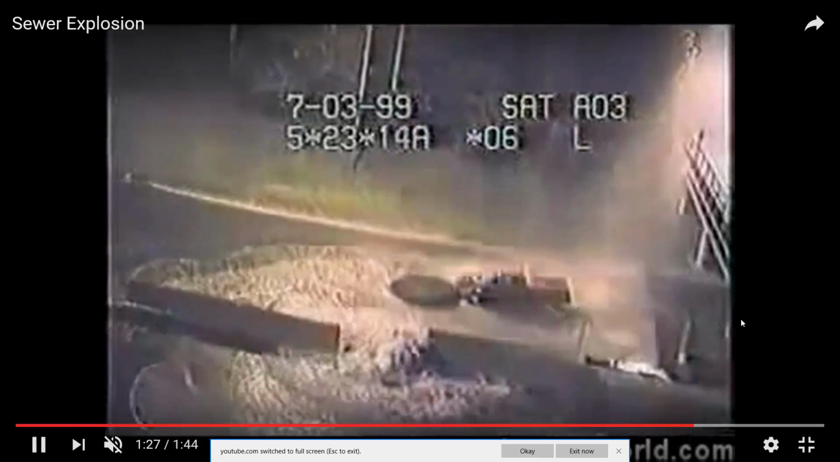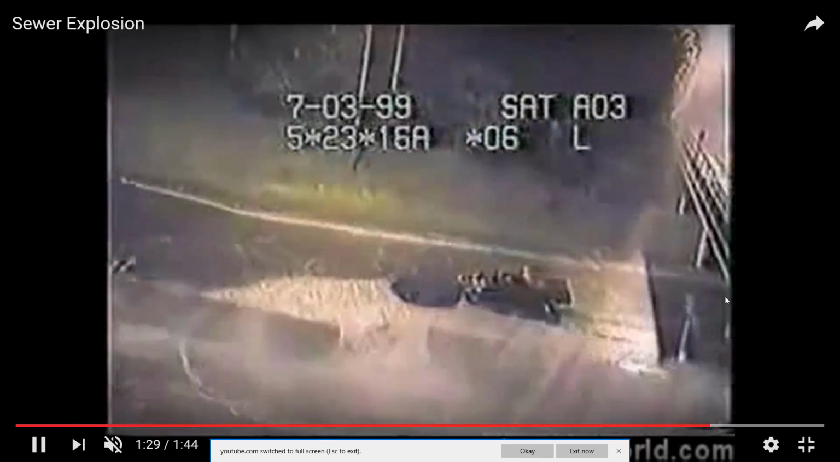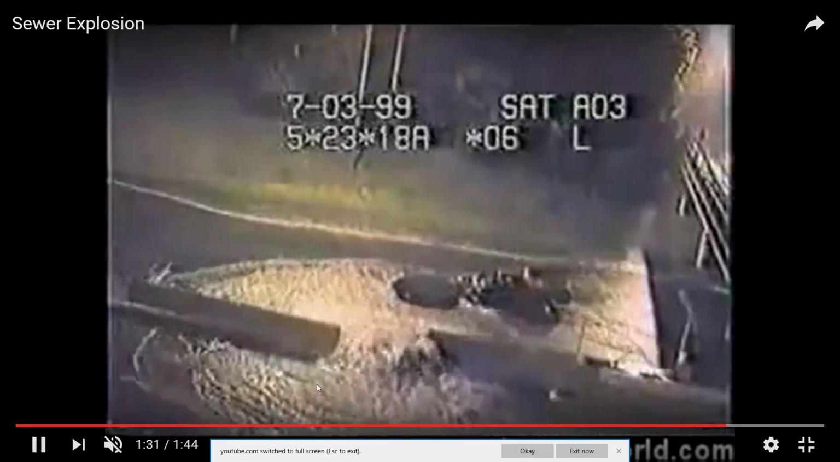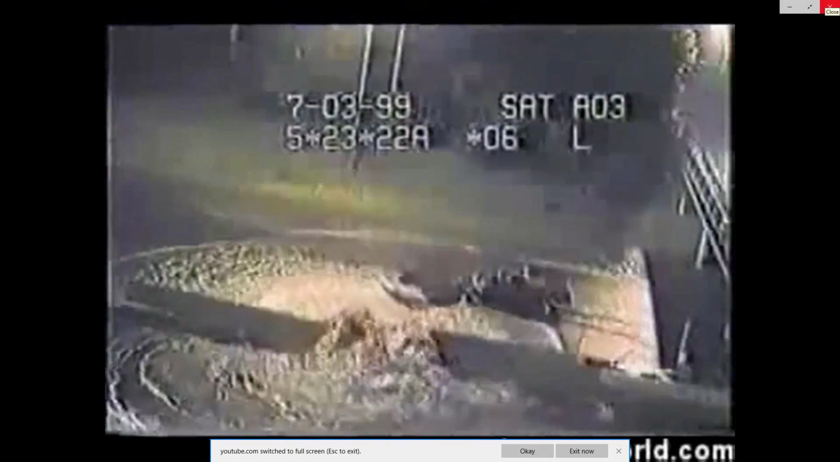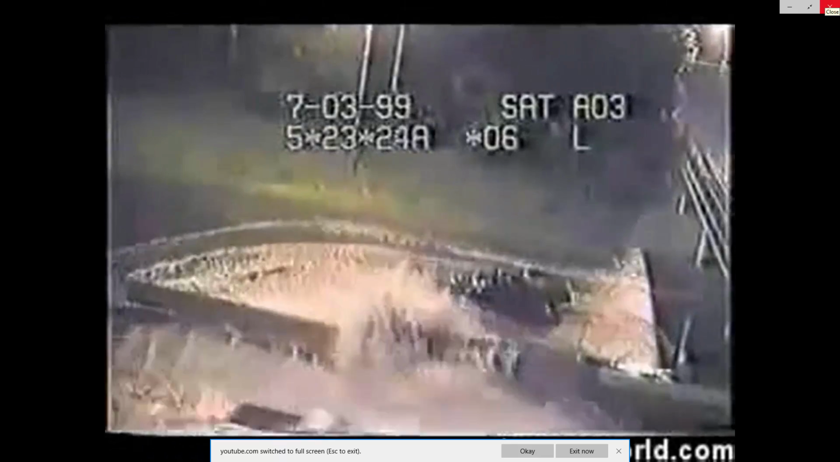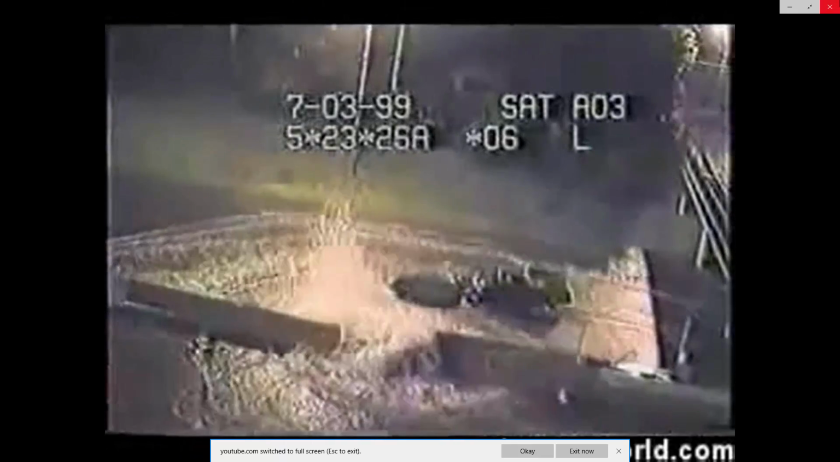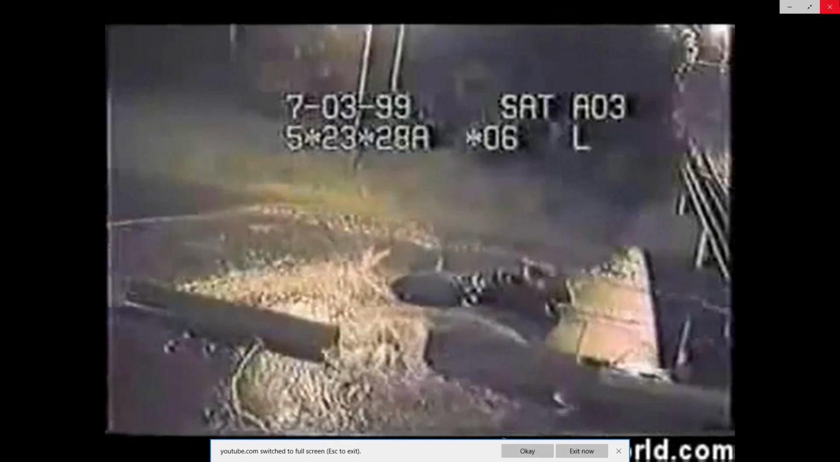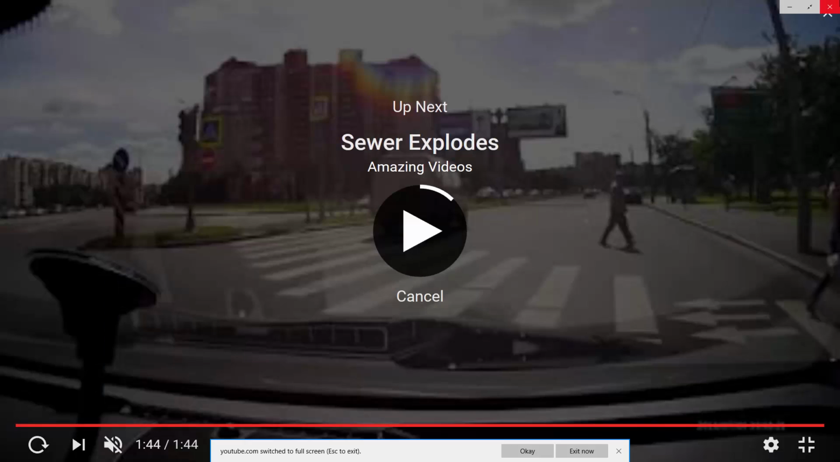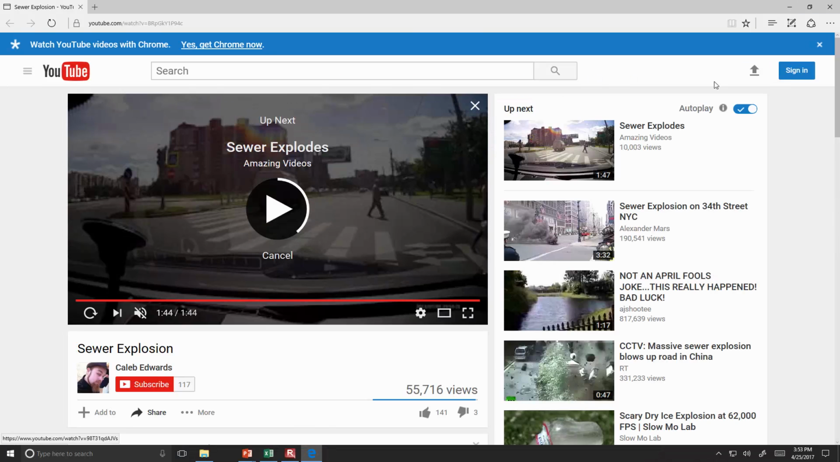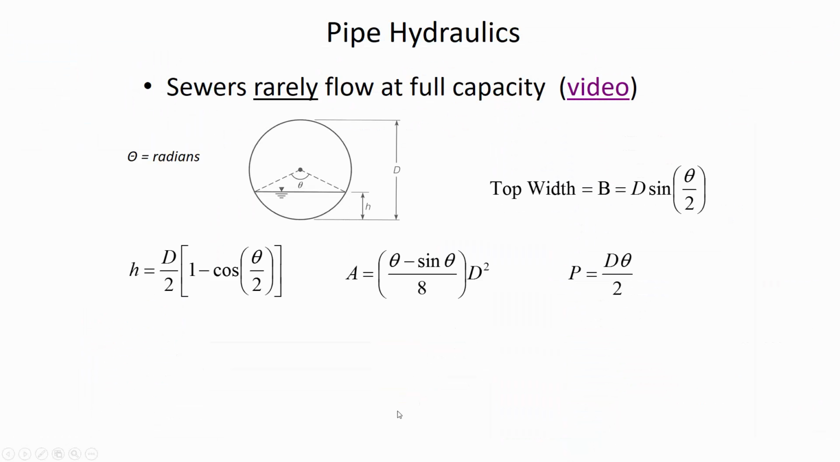Run away! That's what's going through his mind. These guys are still driving at full speed. They couldn't care less. So, lightning, flooding. That's a beautiful video, isn't it? It's one of my favorites. Yeah. All right. Well, we could watch sewer explosions all day long.